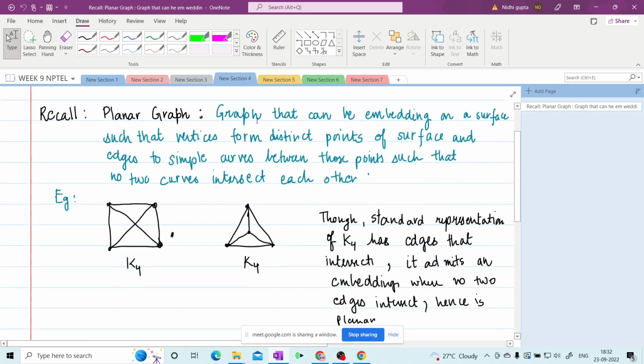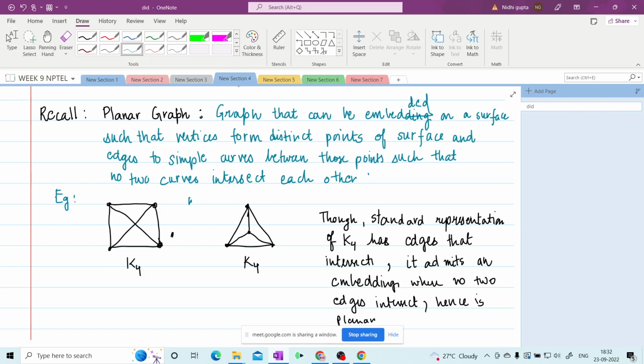A planar graph is a graph that can be embedded on a surface such that the vertices form distinct points of the surface, and edges are simple curves between these points, and no two curves are allowed to intersect each other. So this is what a planar graph is.